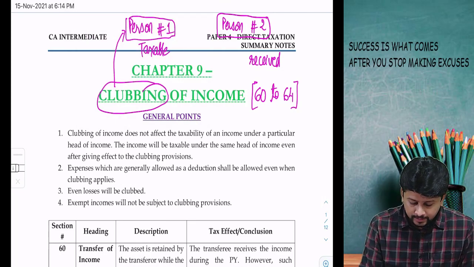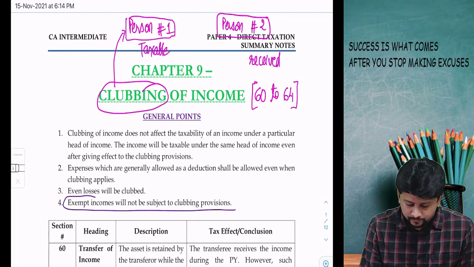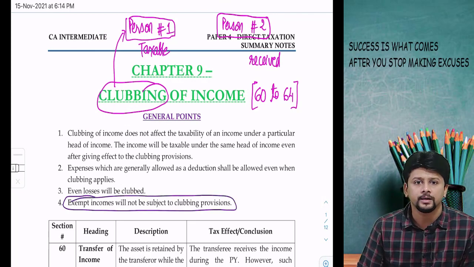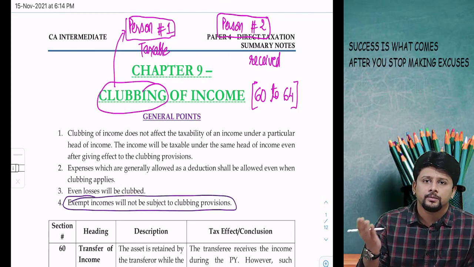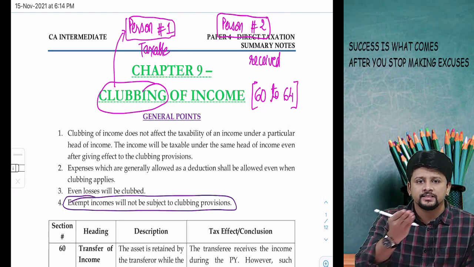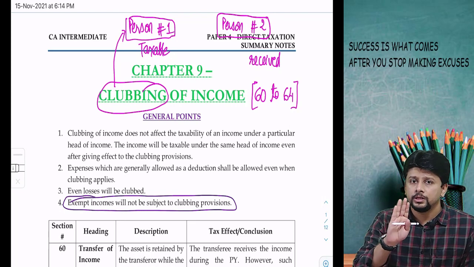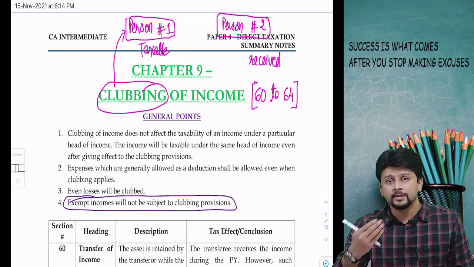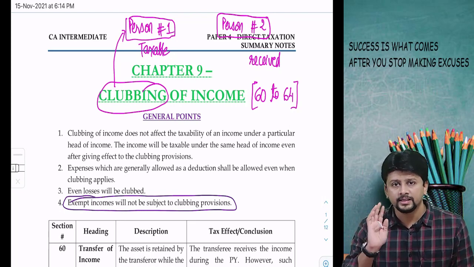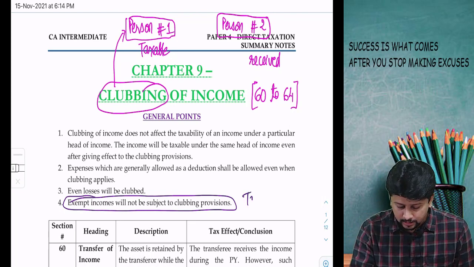Clubbing will only be done of taxable incomes. Exempt incomes will not be subject to clubbing. If an income is exempt under section 10, it is exempt for person number 1 also and person number 2 also. So clubbing provisions will not apply to exempt incomes. Clubbing provisions will only apply to taxable incomes, only if an income is taxable.